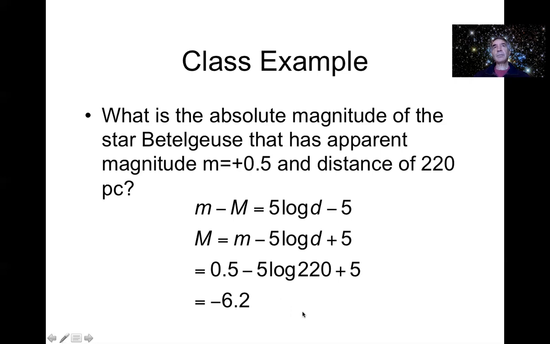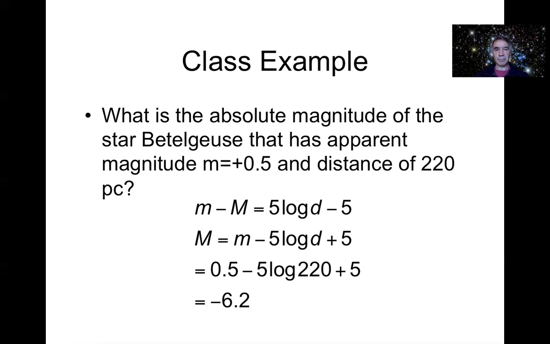So that's telling you that Betelgeuse is about 10,000 times brighter than the Sun. And that's because Betelgeuse is an enormous great star, as we'll find out later in this module. It's pumping out a huge amount of power because its 4 pi r squared is enormous.